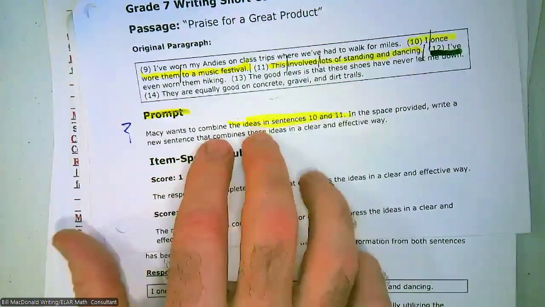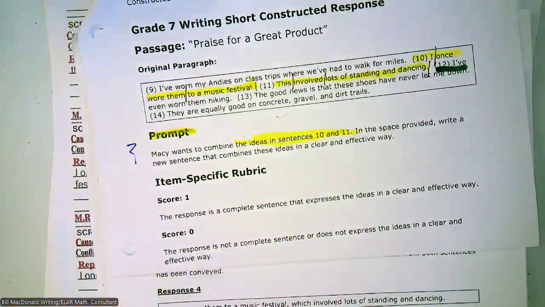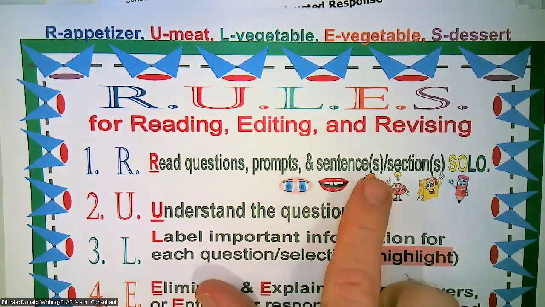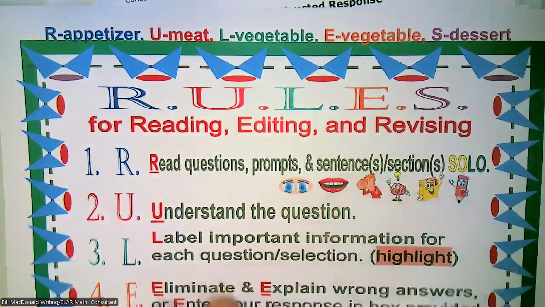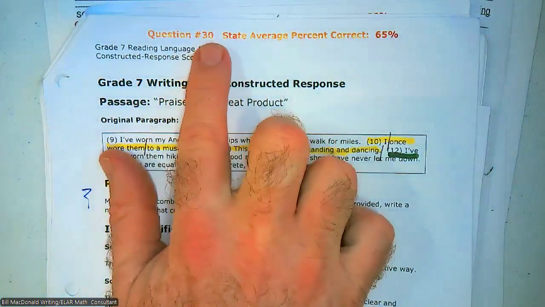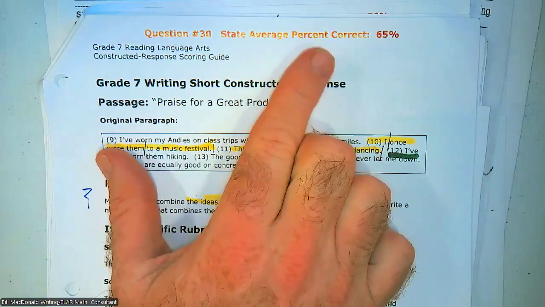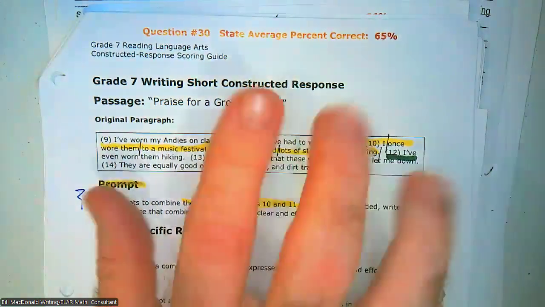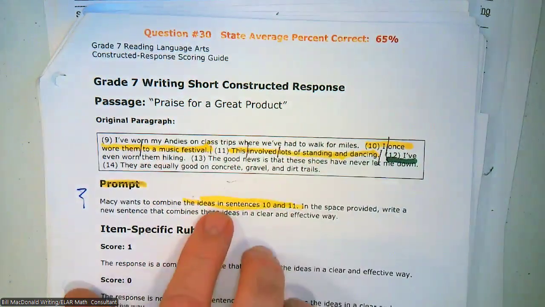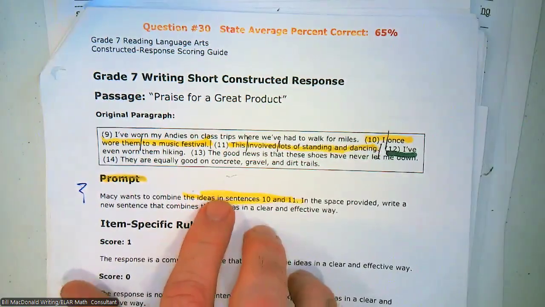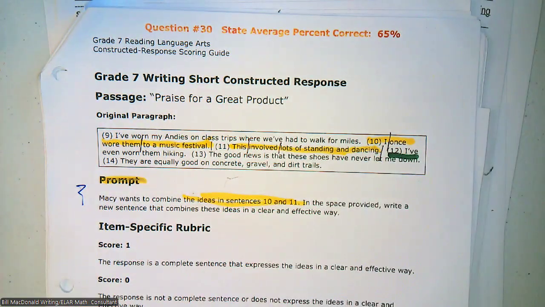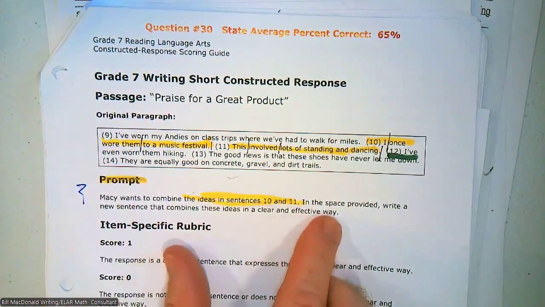And so I went ahead and did that for you on our chart that I'll be showing you. So here's me reading. What are we going to be reading? We're going to read the prompt, then we'll read the sentences that it happens to be about. This was 7th grade, question number 30. It only got 65% correct. That means 1 out of every 3 kids in Texas did not know how to combine 2 consecutive sentences. All right. So here's our reading the prompt. It's going to be similar to a question without a question mark.